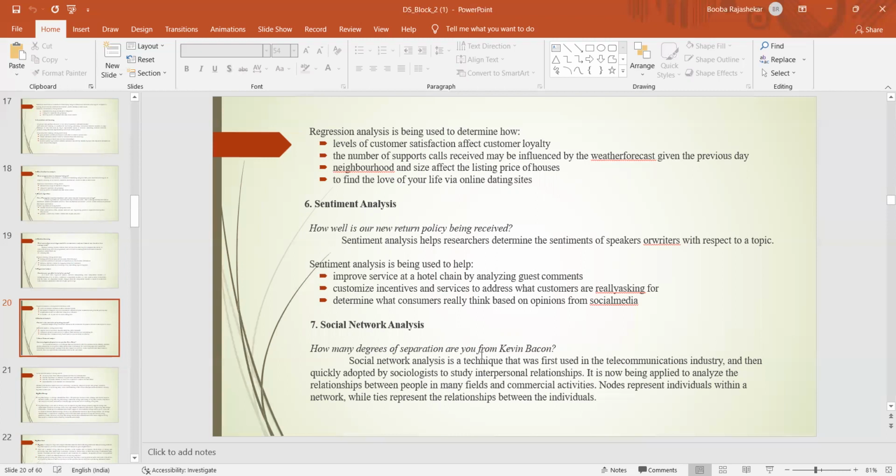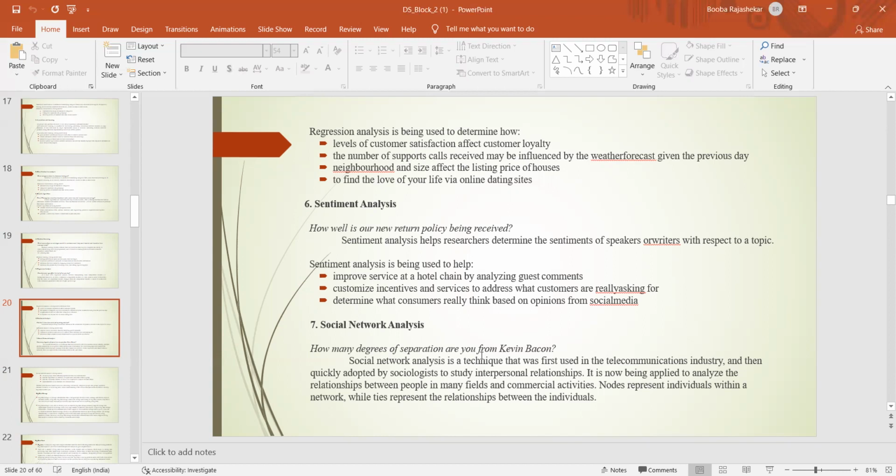Next one, sentiment analysis. How well is our new return policy being received? Sentiment analysis helps researchers determine the sentiment of speakers or writers with respect to a topic. It is being used to help improve service at a hotel chain by analyzing guest comments, customizing incentives and services to address what customers are really asking for, and determining what customers really think based on opinions from social media. So this is how sentiment analysis works.